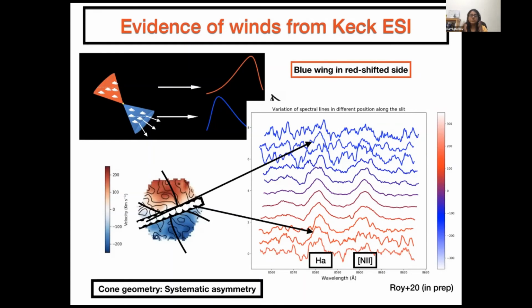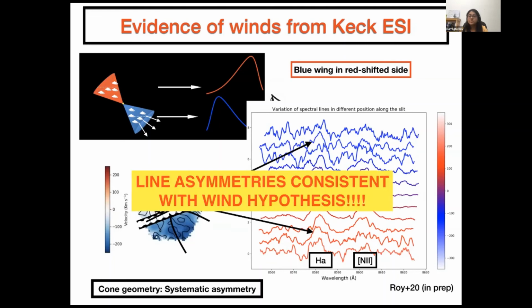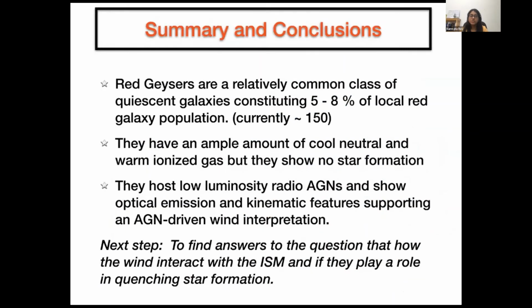So in conclusion, the systematic asymmetry that we predicted from the cone model agrees very well with the observations, and we can say that the line asymmetries are consistent with the wind hypothesis. In conclusion, red geysers are a relatively common class of quiescent galaxies found at a rate of 5 to 8%. They show many interesting properties that I didn't have time to talk about, but they host low luminosity radio AGNs, and they show signatures of AGN-driven wind. Thank you.